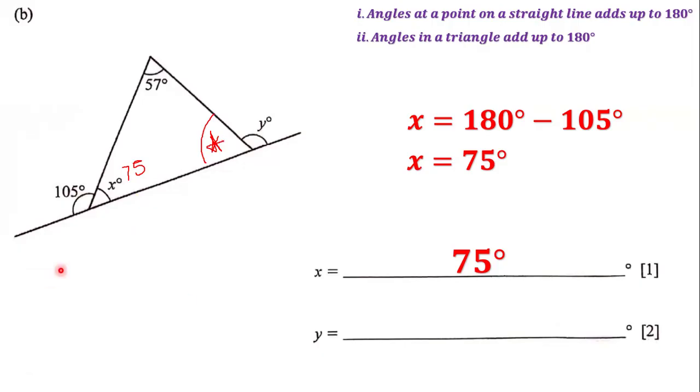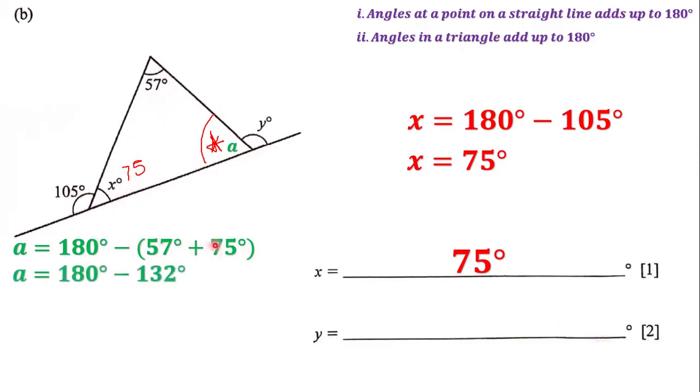If you want to figure out what that angle is, let's call it angle A. In order for us to figure out what angle A is, we know that 57, A, and 75 must add up to 180, and that's because angles in a triangle add up to 180 degrees. And so if we want to figure out what A is, we need to take 57 and 75, add them, and then take that sum and subtract it from 180 degrees. So we have 180 minus 57 plus 75. And 57 plus 75 is 132. And we have 180 minus 132.